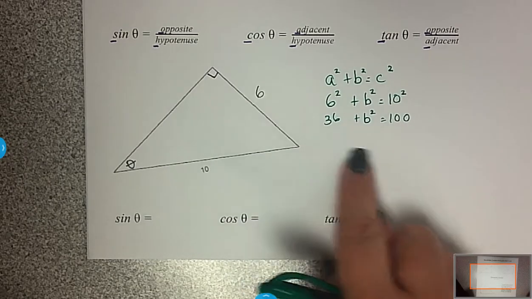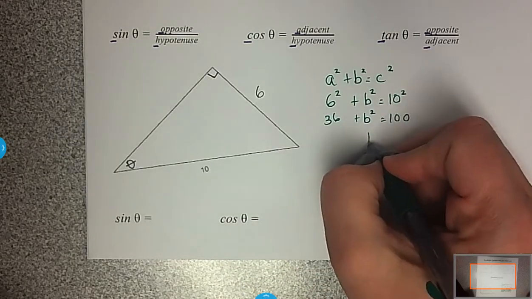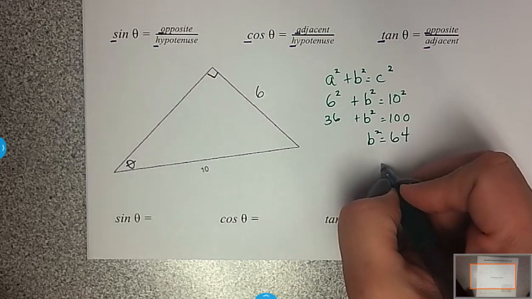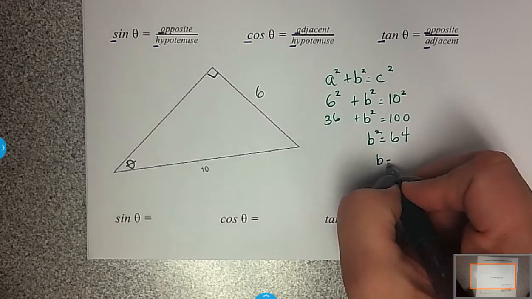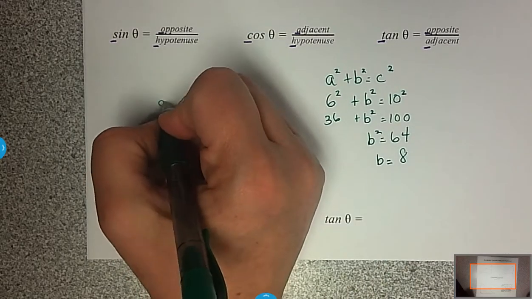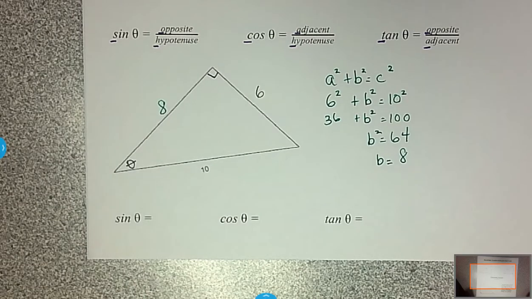Subtract my 36 from both sides. B squared is 64. And now take the square root of both sides. And b is technically plus or minus 8, but again, it's the side of a triangle, so it has to be positive. So now I know all three sides.